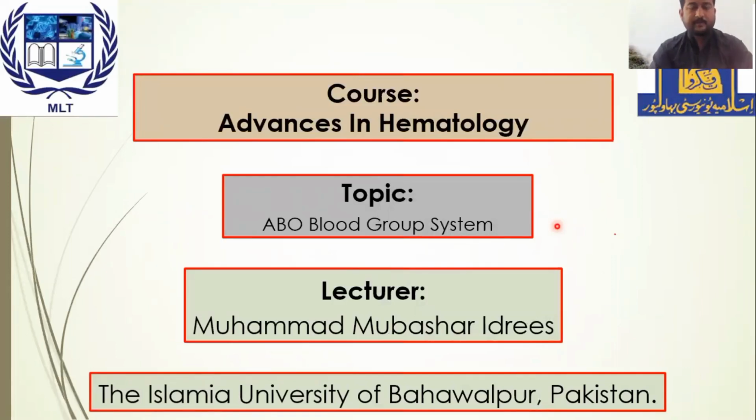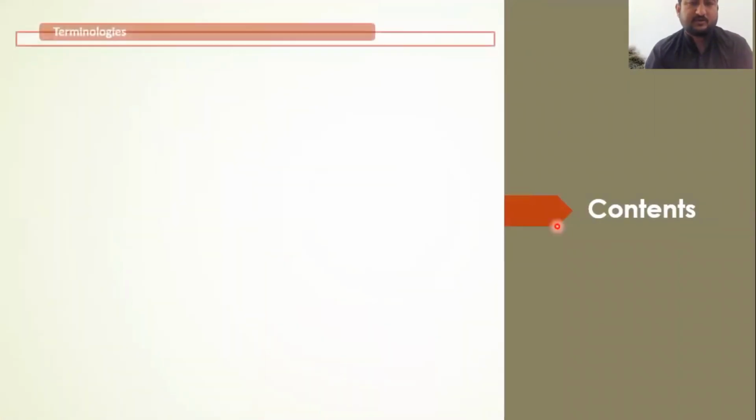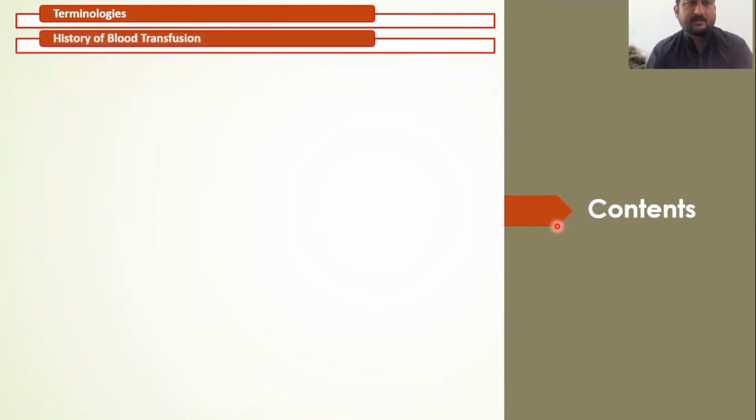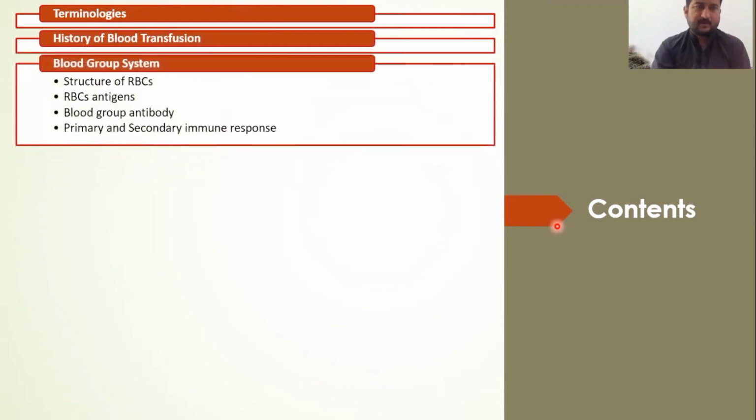In this lecture, we will discuss the ABO blood group system. First of all, we see the contents of this video. In this video, we will see terminologies that are commonly used in the ABO blood group system. Then history of blood transfusion. Then blood group system, in which we will discuss the structure of RBCs, RBC antigens, blood group antibodies, primary and secondary immune response.